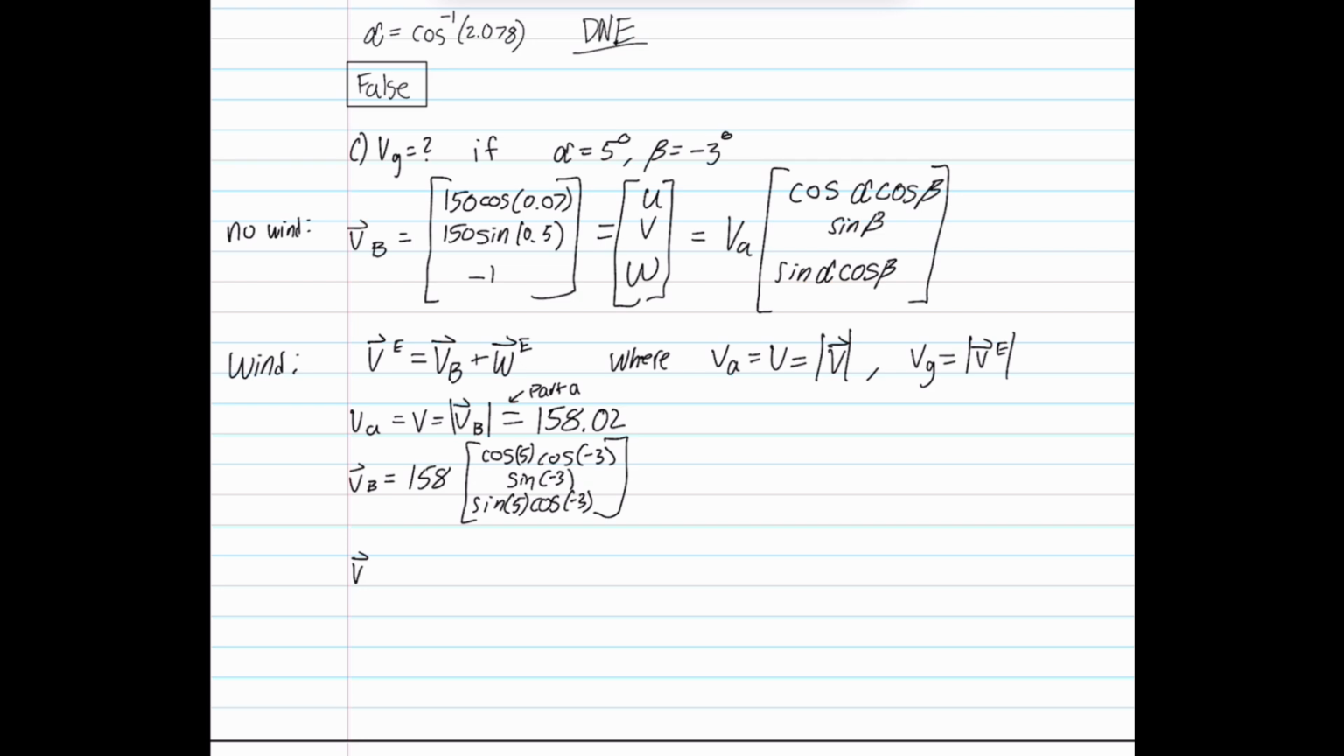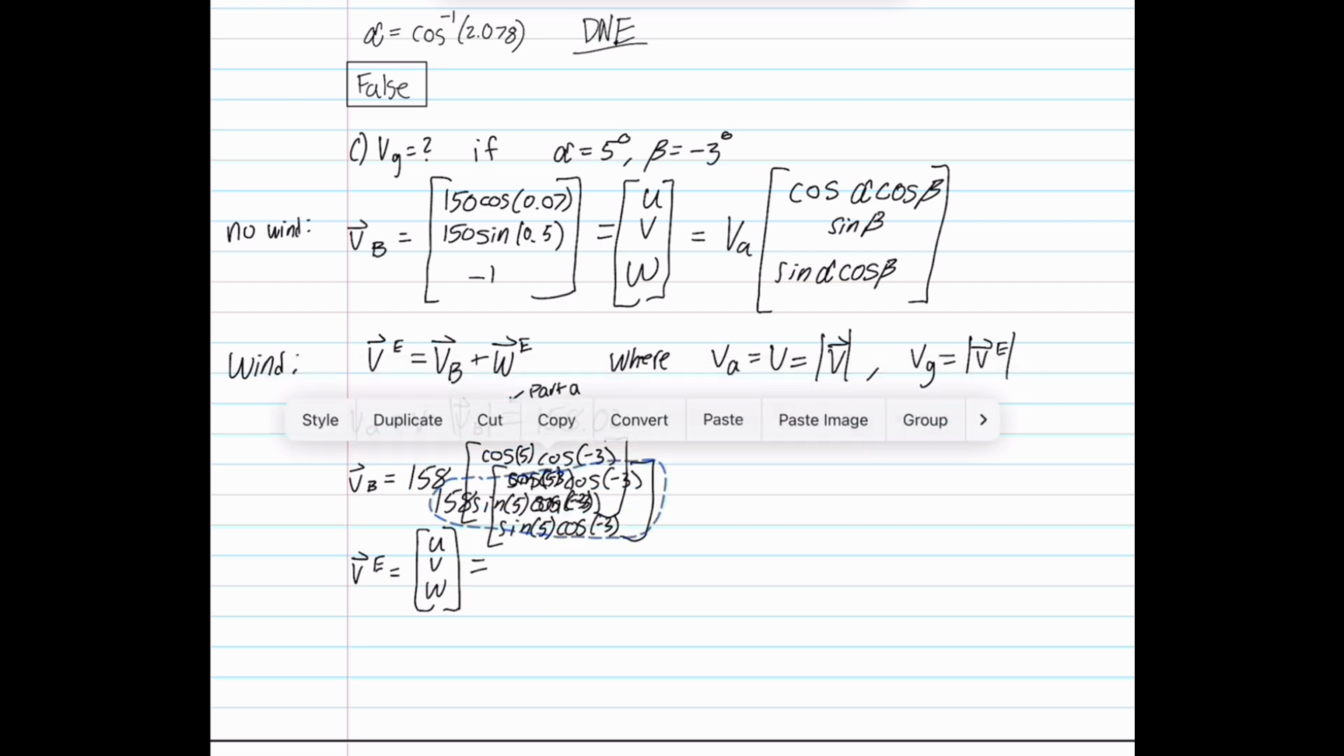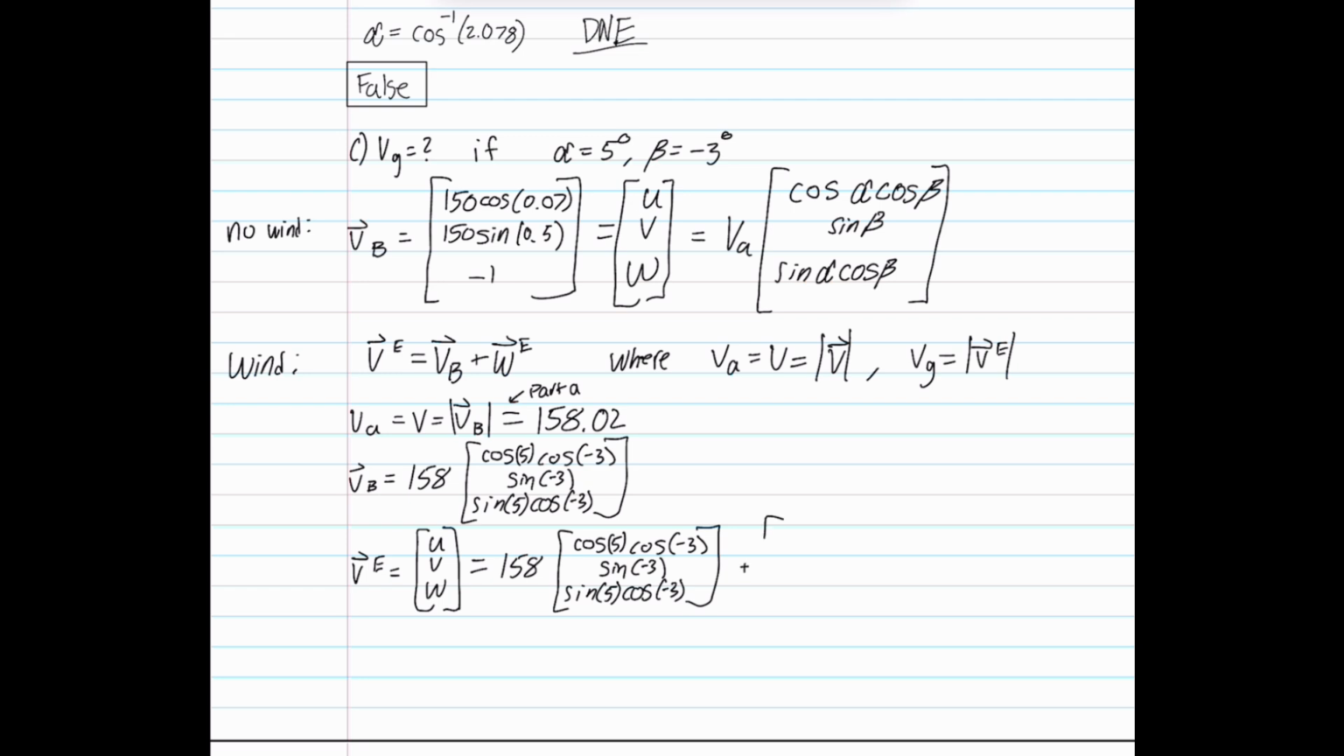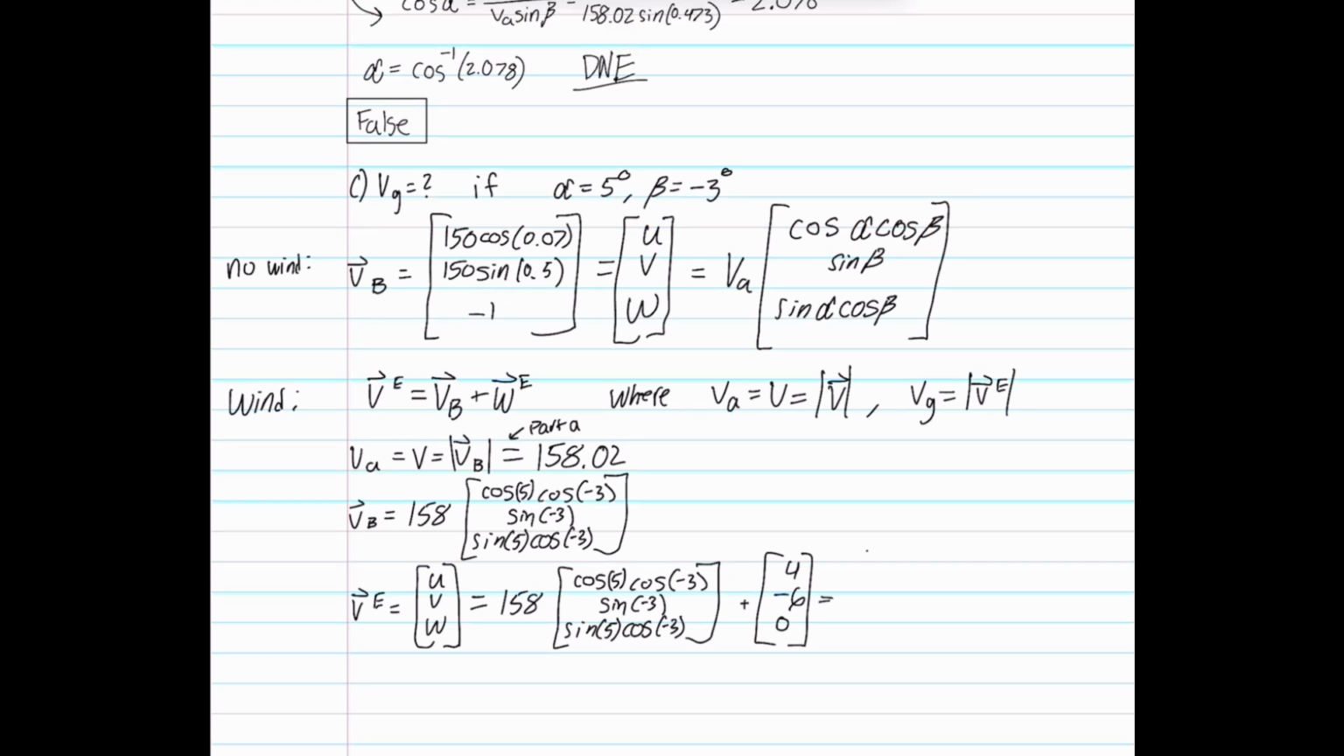Now we are finding the inertial velocity, taking into account the wind. So let's put the first vector in and add the wind. And that's what they gave us for wind. Doing this vector math, we get this vector. But we're not done yet. We need to take the magnitude of that vector for the ground speed, which is equal to 162.4 meters per second. So that's our answer.